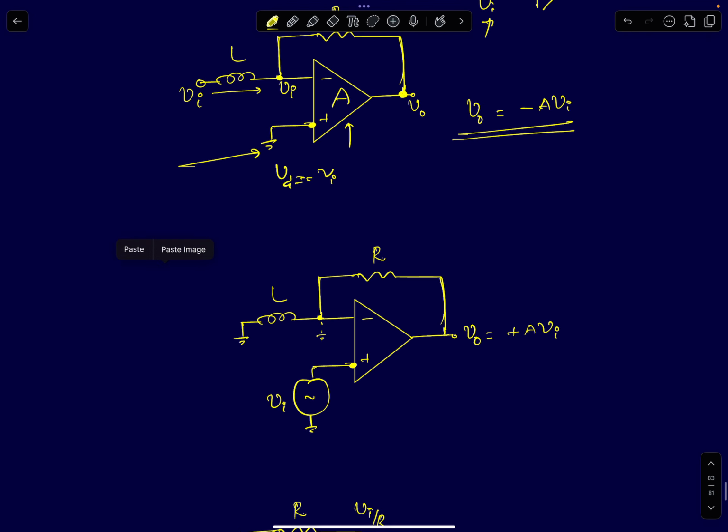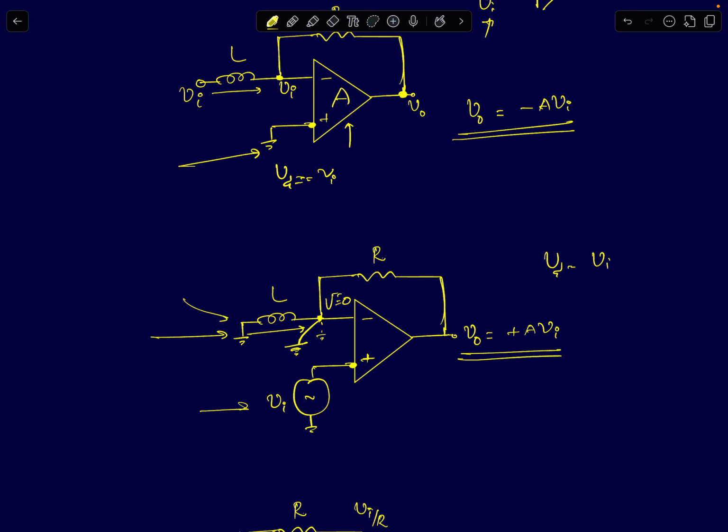Now I'm applying the input at the non-inverting terminal, and I'll short circuit this input and try to find out the output node voltage. The moment I short circuit this node, automatically the inverting node voltage will also come to 0, because the inductor will just short circuit this node at DC. It's like a wire with 0 resistance, so you can just short this node. Now you are left with Vi being applied at the non-inverting terminal, and V minus is at 0 volts. So the differential input Vd is Vi, and the output voltage will now be V0 equals A times Vi.